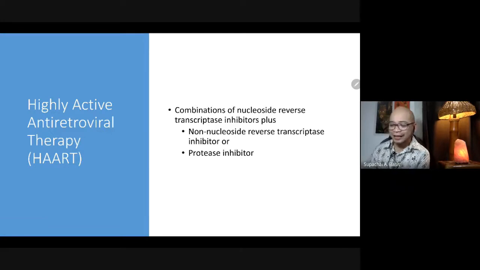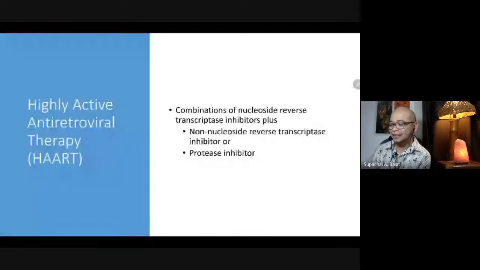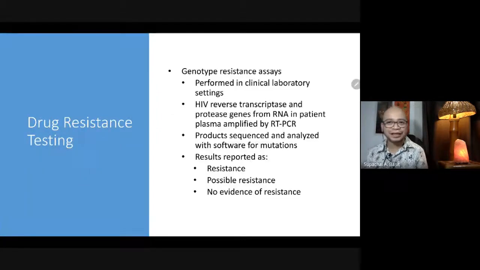So, yun nga, the one that I've told you is yung highly active antiretroviral therapy. It's when you combine them, yung mga nucleoside inhibitor, protease inhibitor. Okay, for those people who, despite being on CART, yet the viral load is still very high, then maybe meron na tayong drug resistance in antiretroviral therapy.